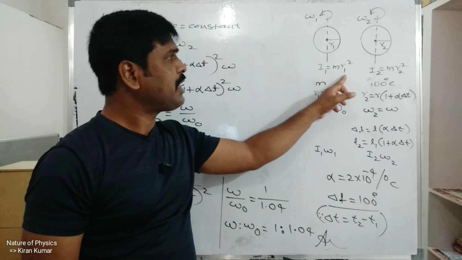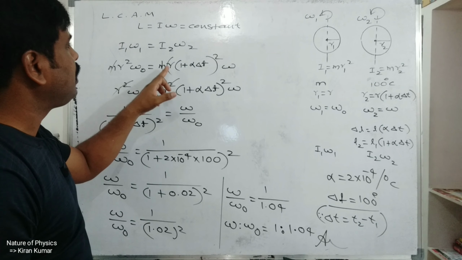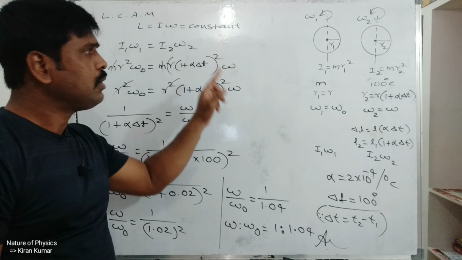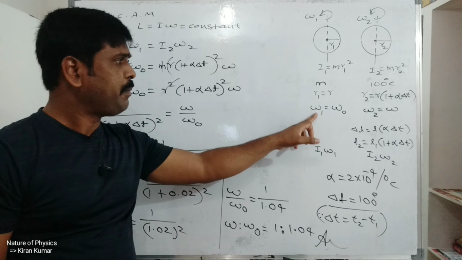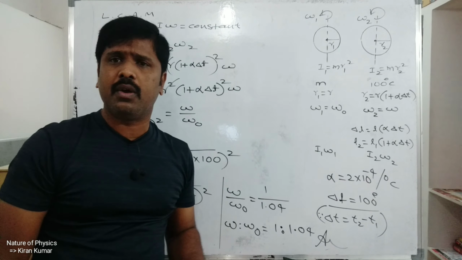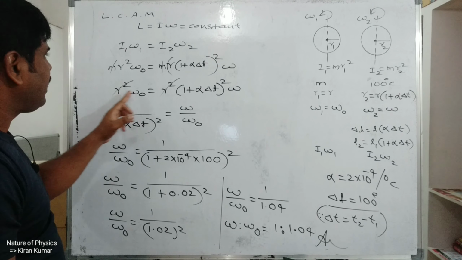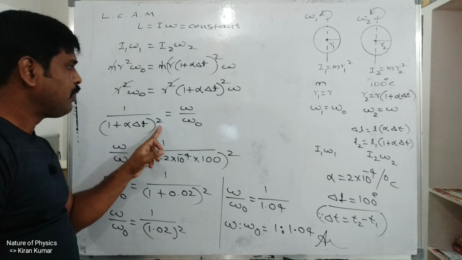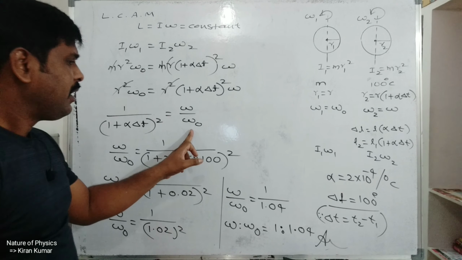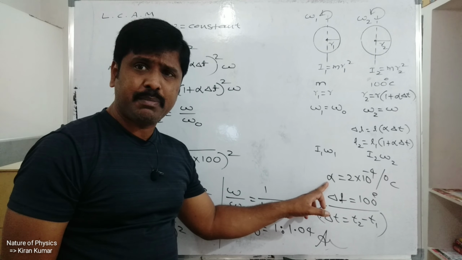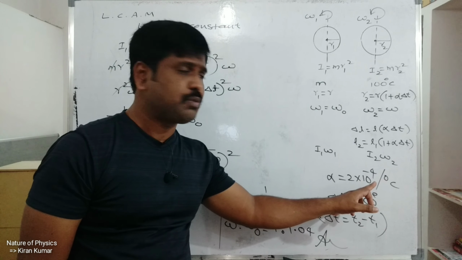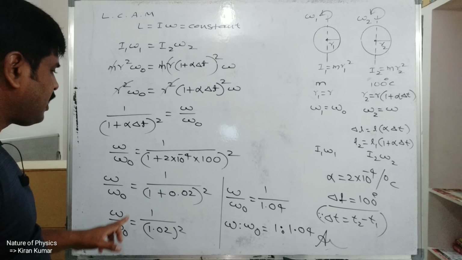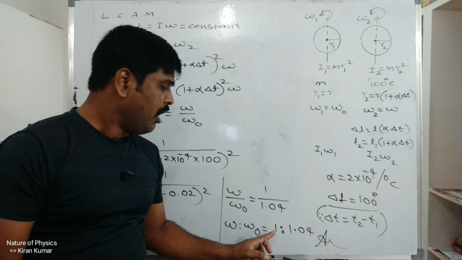I1 is equal to m r square and I2 is equal to m into r into 1 plus alpha into delta t whole square into omega. See, omega 1 is equal to omega naught and omega 2 is equal to omega taken. So that r square gets canceled here. 1 by 1 plus alpha into delta t whole square is equal to omega by omega naught. Here the value of coefficient of linear expansion of sphere is given as 2 into 10 to the power of minus 4 per degree centigrade, and temperature difference is 100 degrees centigrade. Then the values are replaced. We got omega is to omega naught is equal to 1 is to 1.04.